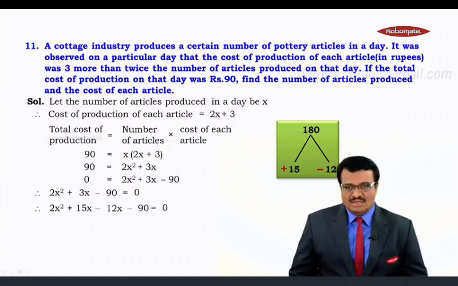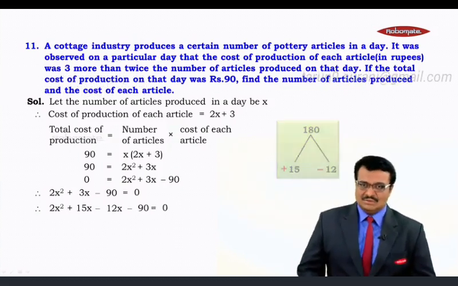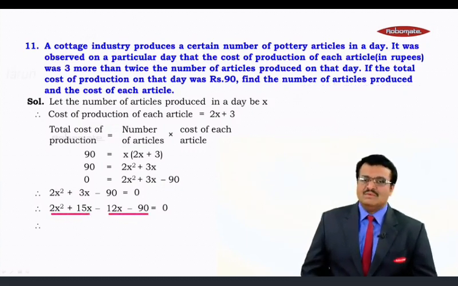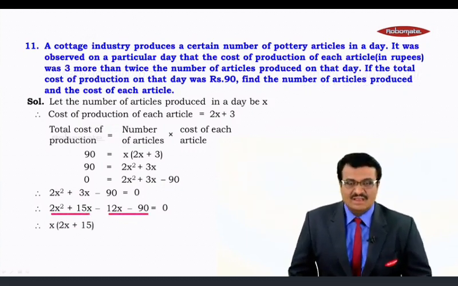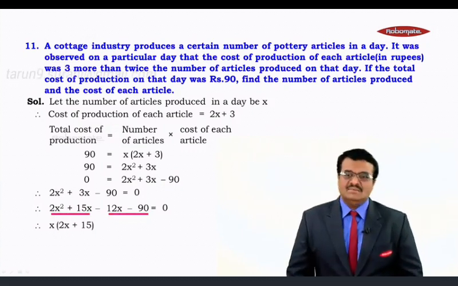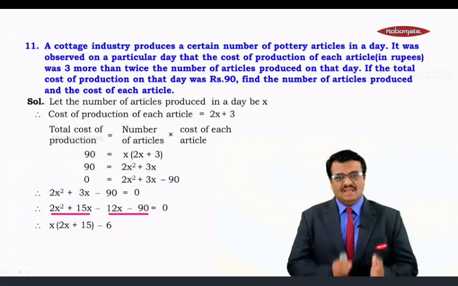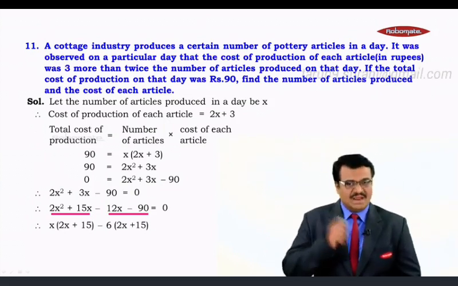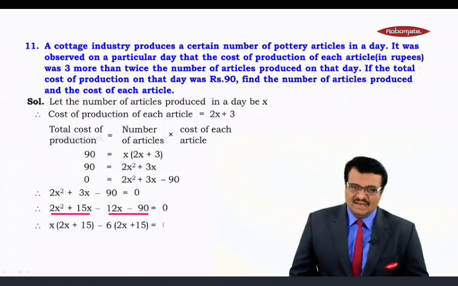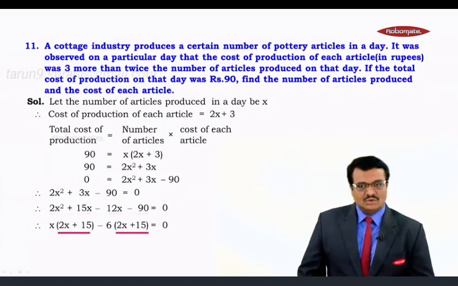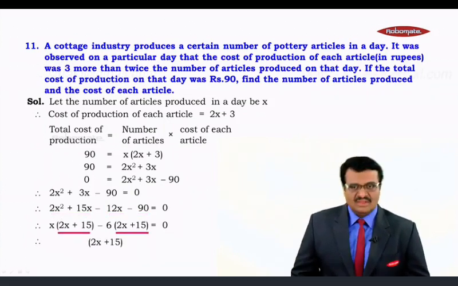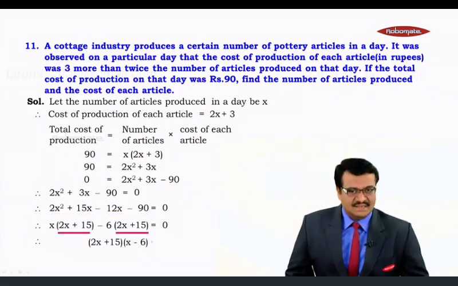Now let us take common out of the first two and last two. Out of the first two, we can take out x common. What stays inside the bracket is 2x plus 15. Whatever is the sign of the third term, that sign goes out common. What can be taken common out of the next two? 12 and 90, we can take out 6 common. The same bracket gets repeated. 2x plus 15 is equals to 0, right? So 2x plus 15 common throughout into x minus 6 is equals to 0.